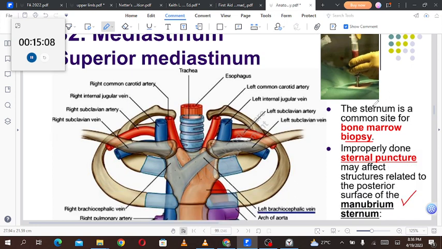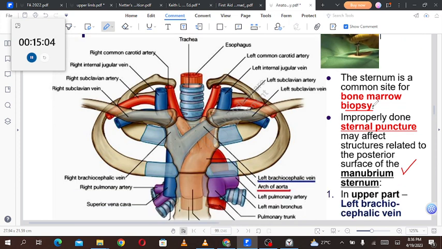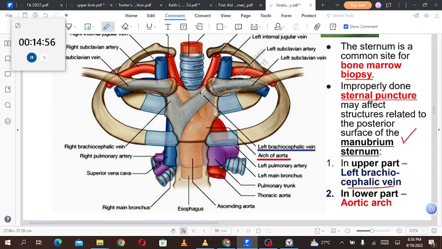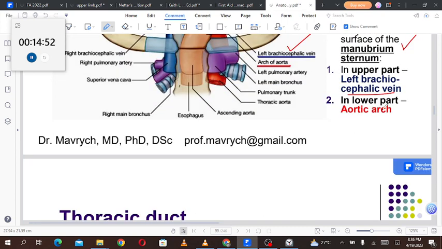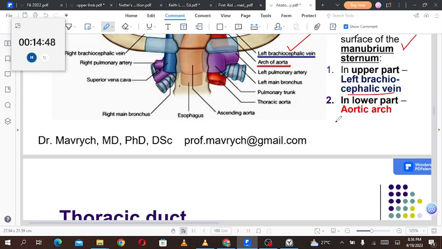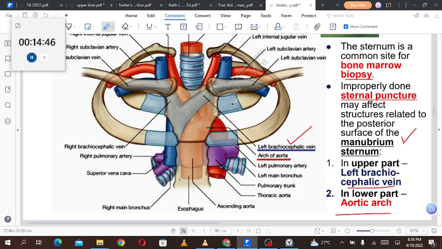The sternum is a common site for bone marrow biopsy, and an improperly done sternal puncture may affect the structures related to the posterior surface of the manubrium sterni. Number one is the upper part of the left brachiocephalic vein. The left brachiocephalic vein is over here, so it can be punctured. Number two, in the lower part, the aortic arch can be damaged. The aortic arch is over there.